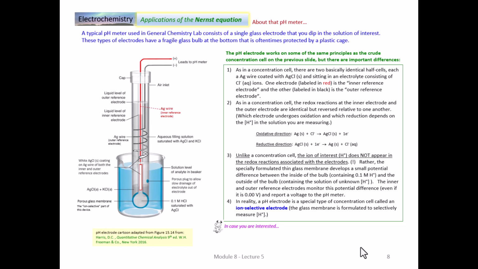Now, in case you're interested, the measured potential E is a function of pH in this pH electrode according to the following equation. E equals a constant times another constant beta times 0.0592 times the pH. And you determine the constant and the value of beta when you calibrate the pH electrode with 2 buffer solutions in the lab.